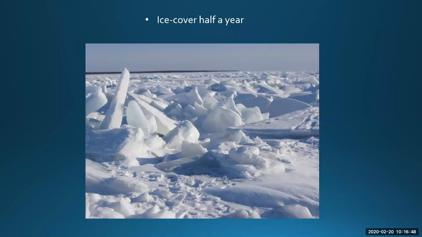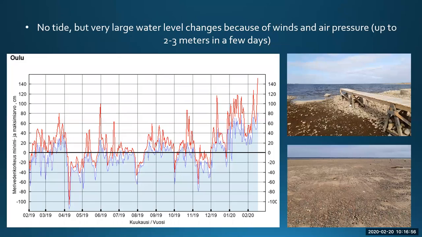And of course, we have half a year of ice, sea ice. Not this year. This is a strange year, but usually we have it. And then we don't have any tide here, but we have very large water level changes because of the winds. The prevailing wind direction is from southwest, and that pushes the water to the northern parts of the Baltic Sea, and it has nowhere to go. So it rises the water level, even 2 to 3 meters in a few days.